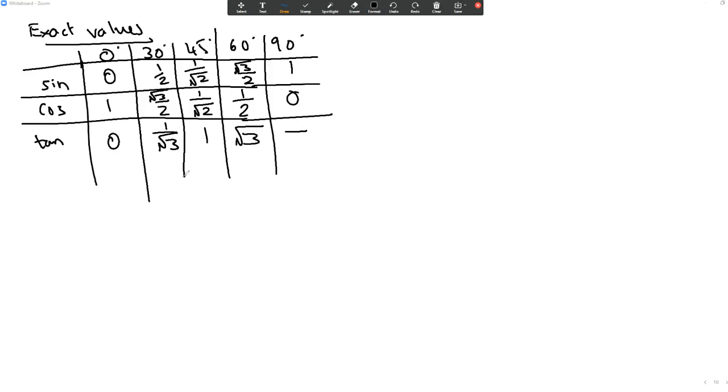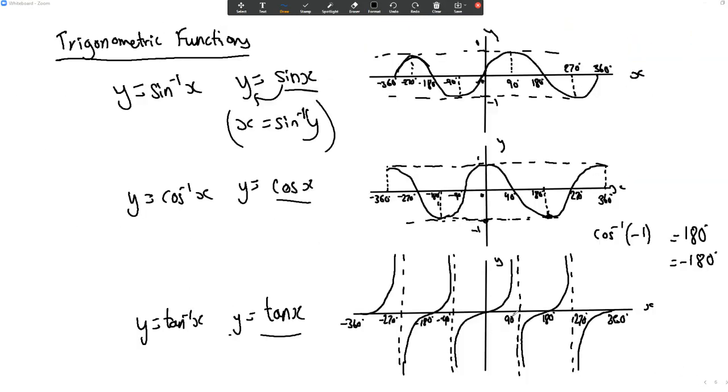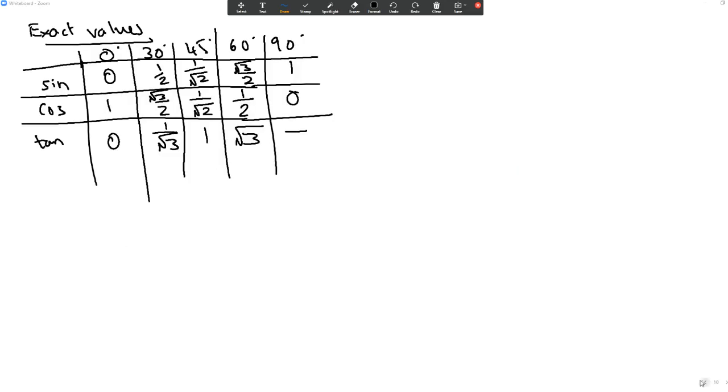Something quite interesting is that tan 90 doesn't exist. That's because if we go back to the graphs, we can see that tan 90 actually goes to infinity. So we can't actually define that. Now, one method would be to use this table, but I feel as if that can be quite difficult because you're memorizing so many values.